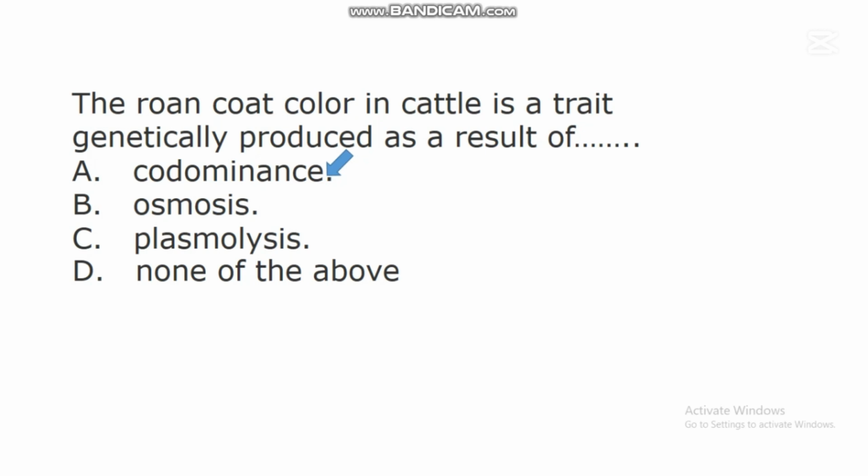A roan coat color in cattle is a trait that can be genetically produced when a red cattle is crossed with a white cattle. So when a red cattle is crossed with a white one, the offspring that will be produced will have a mixture of red and white color, which we now call the roan coat color in that offspring. So this offspring is produced as a result of codominance.